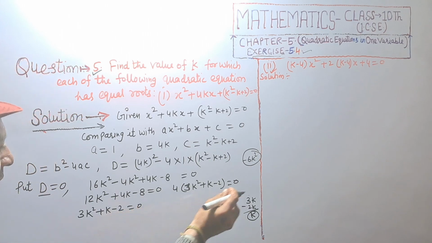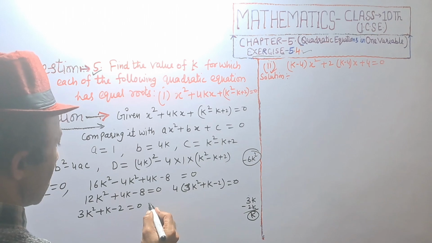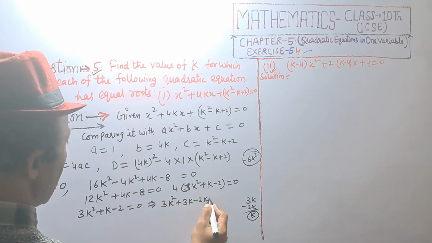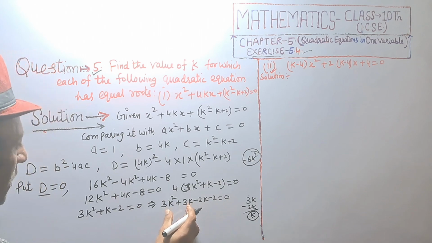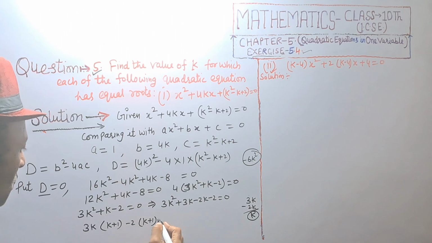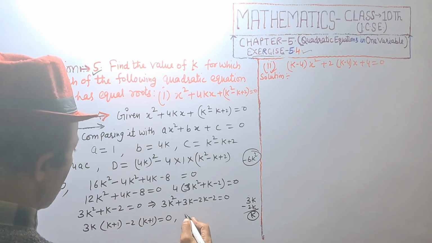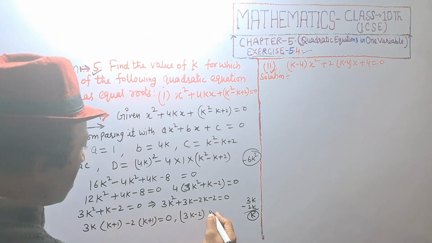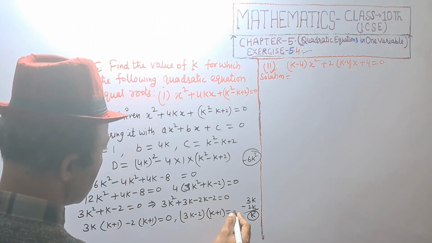Their sum is equal to k and product is equal to minus 6k square, which implies 3k raised to power 2 plus 3k minus 2k minus 2 equal to 0. And in first two we are taking common 3k, and in bracket k plus 1, in bracket k plus 1 and common minus 2 equal to 0. 3k minus 2 one pair and k plus 1 other equal to 0.